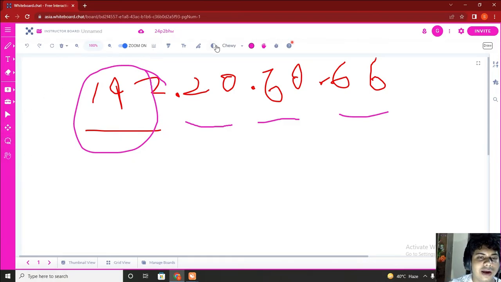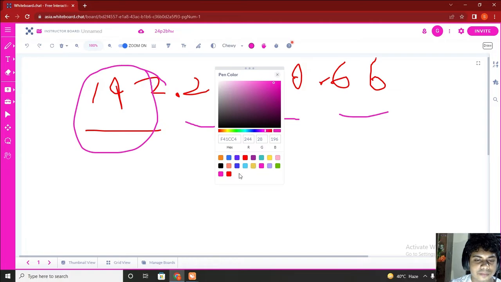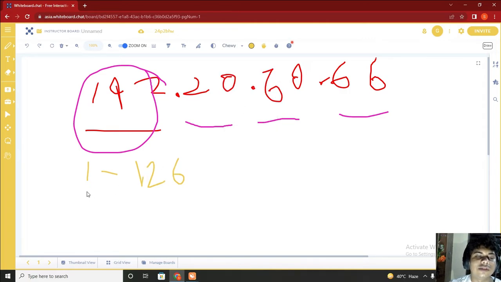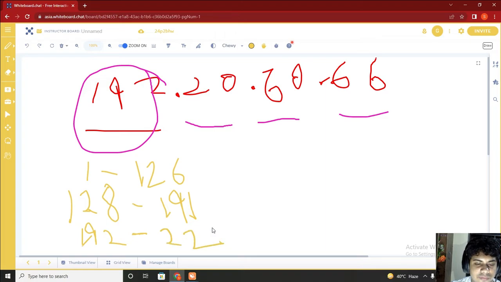I will write all the classes on this page. Our first class is from 1 to 126. And our second class is from 128 to 191. From 192 to 223. After that you know that class D and E come, and they fall in the reserved category, so we don't talk about them.